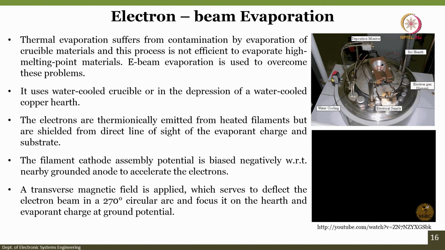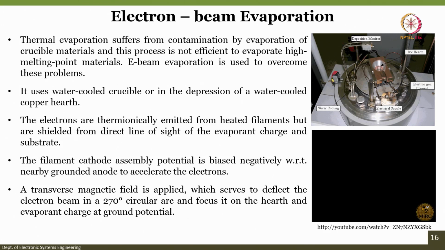So, as we have discussed earlier, e-beam evaporation is a rescue for users who would like to use materials which have extremely high melting points. The source holder is placed in the depression of a water cooled copper hearth, the crucible is placed there, and in the crucible there is a source.